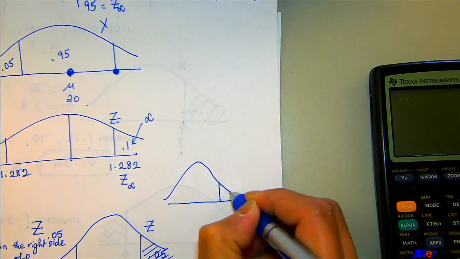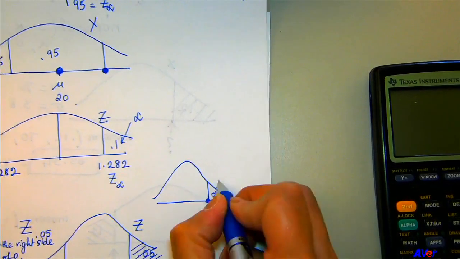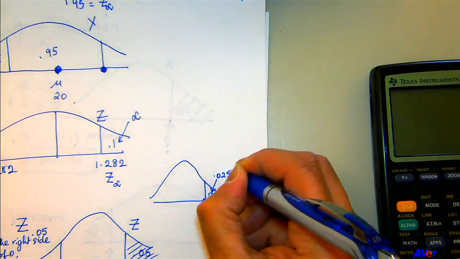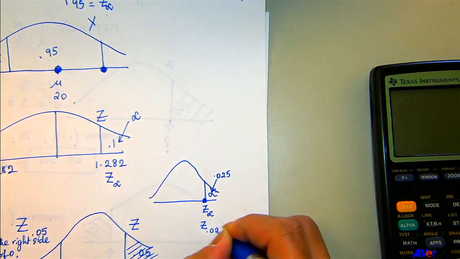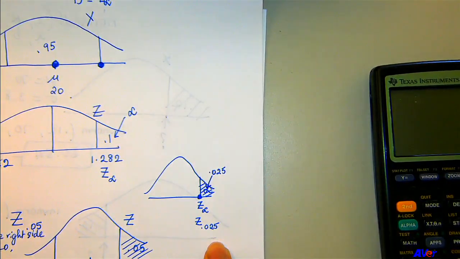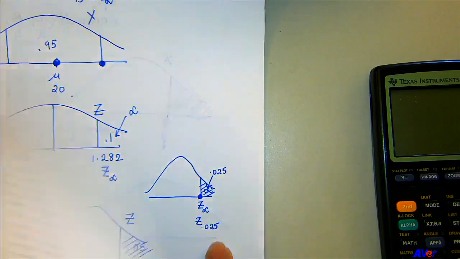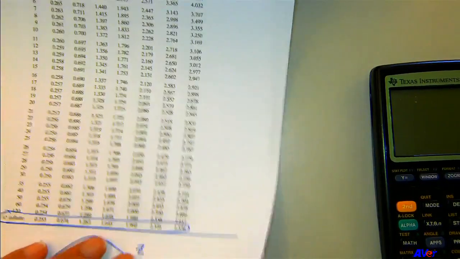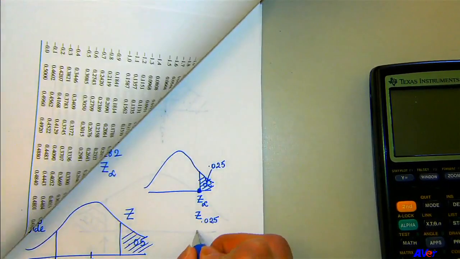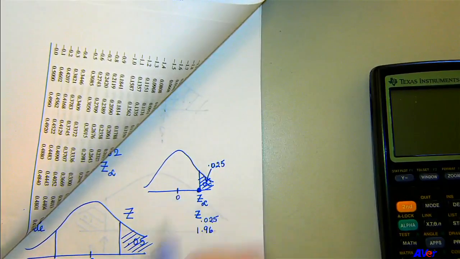Yeah. If alpha is the area in the right tail, z alpha is the cutoff providing that area in the right tail. So let's say I was looking for z.025. Let's say that alpha is 0.025 and I'm looking for z.025. That means go to the T table and look up 0.025. The .025 column, last row, 1.96. So this is 1.96, where 0 is here. Get it?